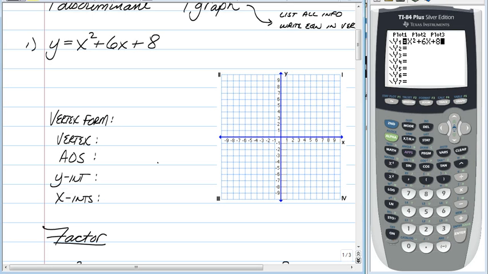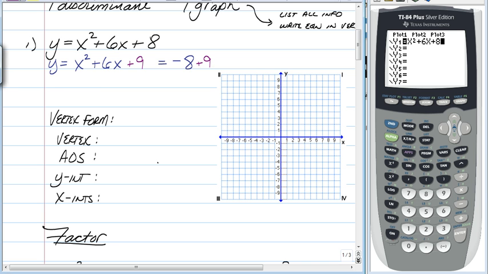Alright, so I'm going to actually show you how to do this with the calculator for the graphing part. However, you are going to have to know how to write it in vertex form. Remember, to do that, that's completing the square. So that's where we take our y equals x squared plus 6x plus 8, but we still bring the 8 over to the other side, so we subtract 8. And then we still have to complete the square. So half of 6 is 3. Squared is 9, we have to add 9 to both sides.